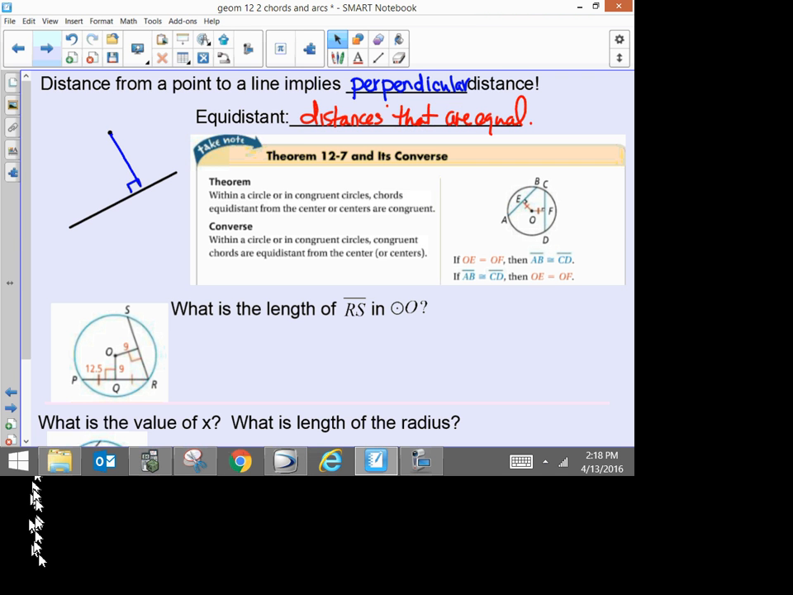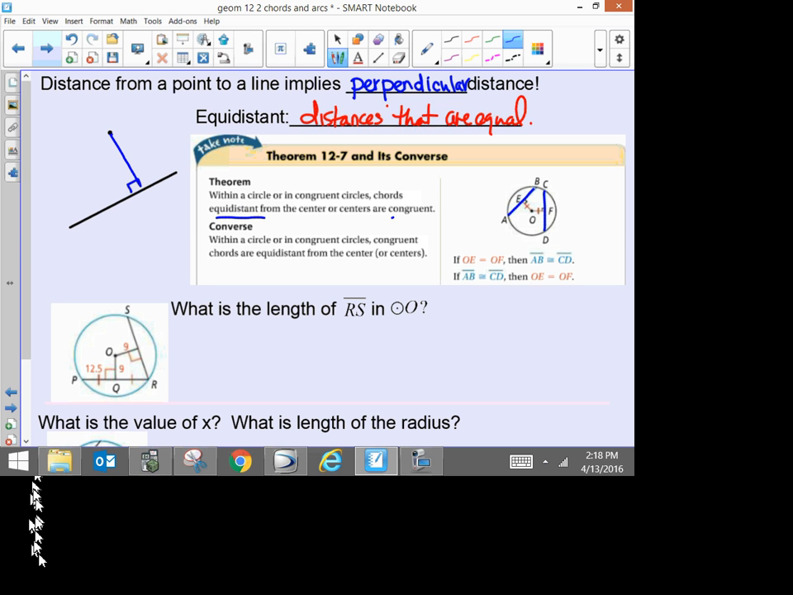Within a circle or congruent circles, chords. Here are the chords that I'm talking about, these kind of greenish ones. Those chords that are equidistant.